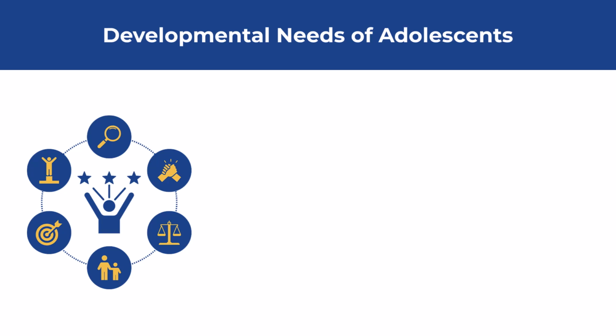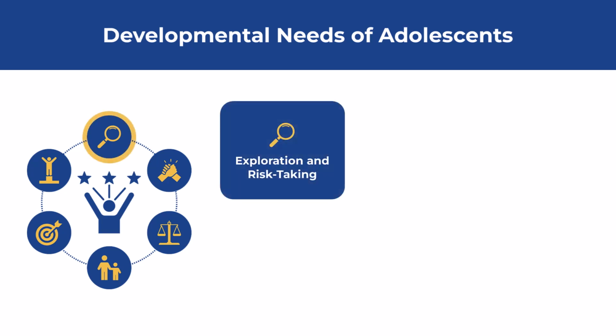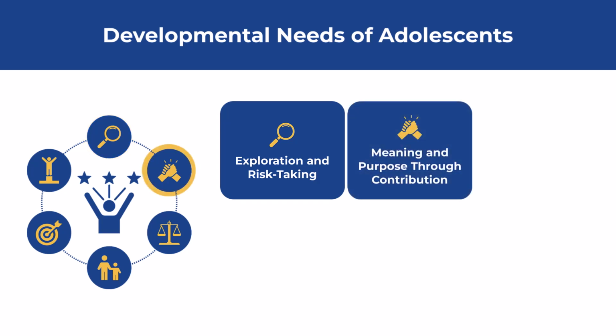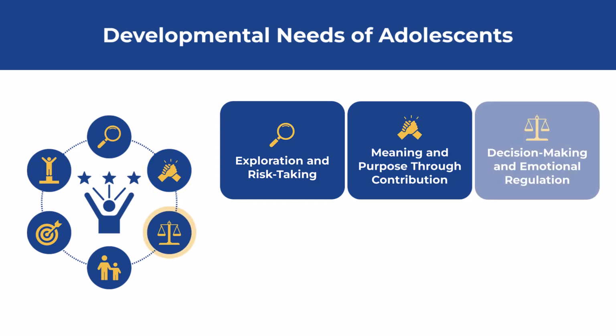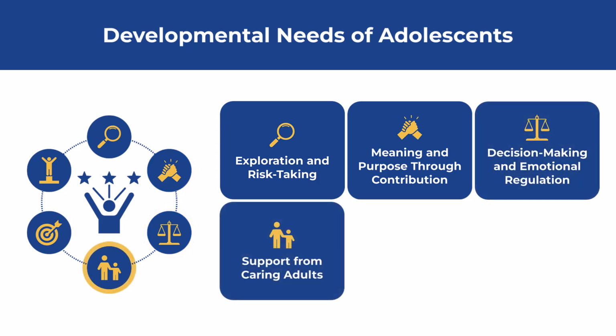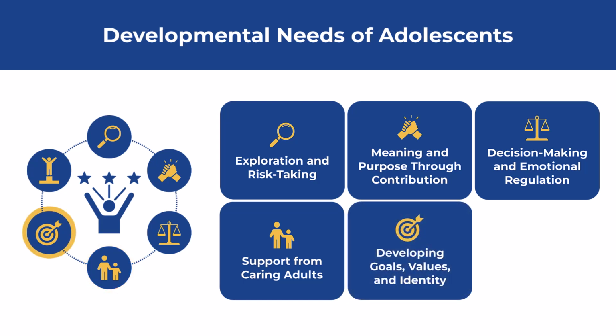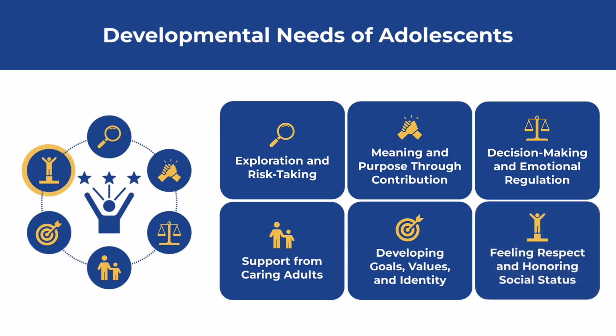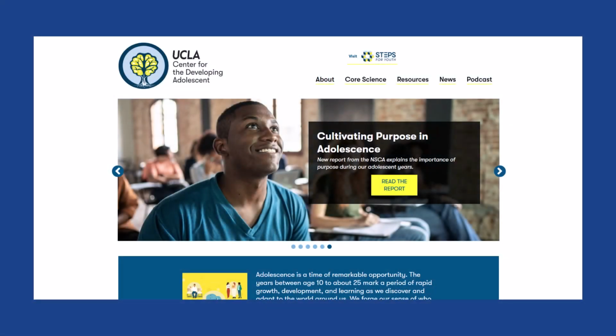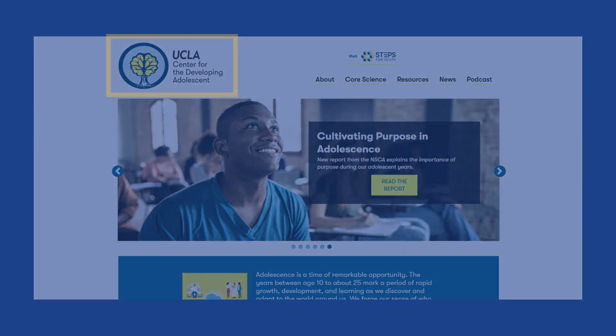The 6 developmental needs are: 1. Exploration and risk-taking. 2. Meaning and purpose through contribution. 3. Decision-making and emotional regulation. 4. Support from parents and other caring adults. 5. Developing goals, values, and identity. And 6. Feeling respect and honoring social status. You can read more about each of these needs at UCLA's Center for the Developing Adolescent.